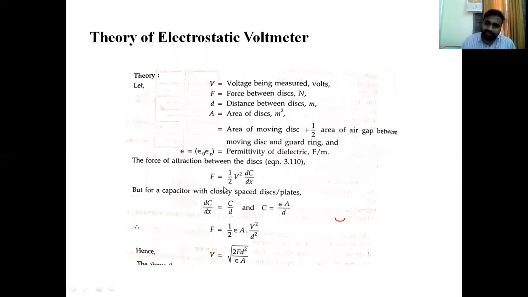It looks like a capacitor in a particular shape, so dC by dx is represented as C by d, and C is equal to epsilon A by d. Most of you are familiar with this expression. If we substitute the values, force is equal to half epsilon A into V square by d square. Rewriting it in terms of voltage, the total voltage measured in this attracted disc type electrostatic voltmeter is V equal to square root of 2F d square divided by epsilon A. This is the expression we need to solve some problems.